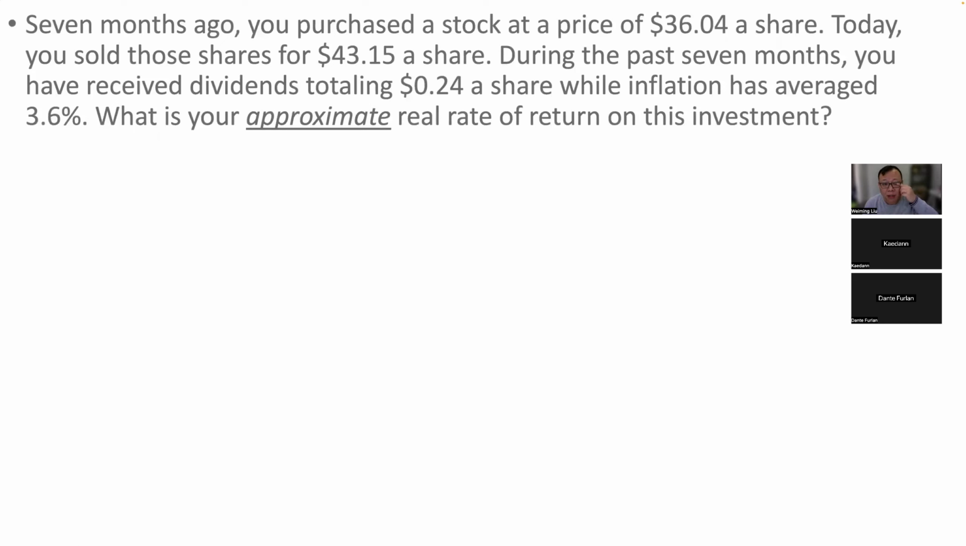7 months ago, you purchased a stock at a price of $36.04 a share. Today, you sold those shares for $43.15 a share. During the past 7 months, you have received a dividend totaling 24 cents per share, while inflation has averaged 3.6%. What is your approximate real rate of return on this investment?